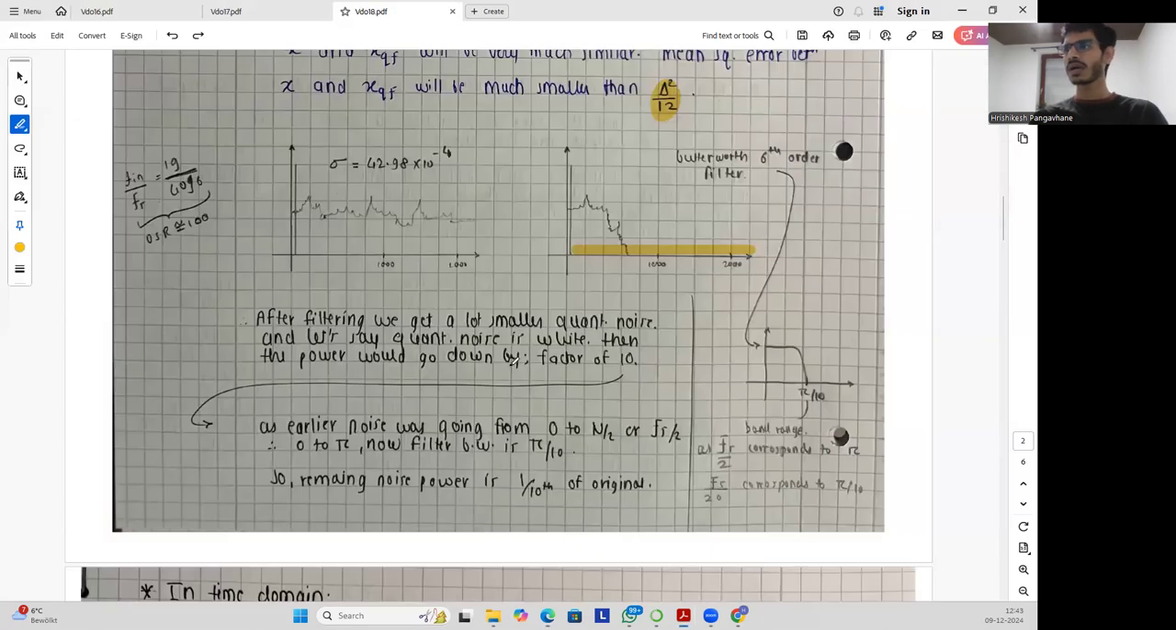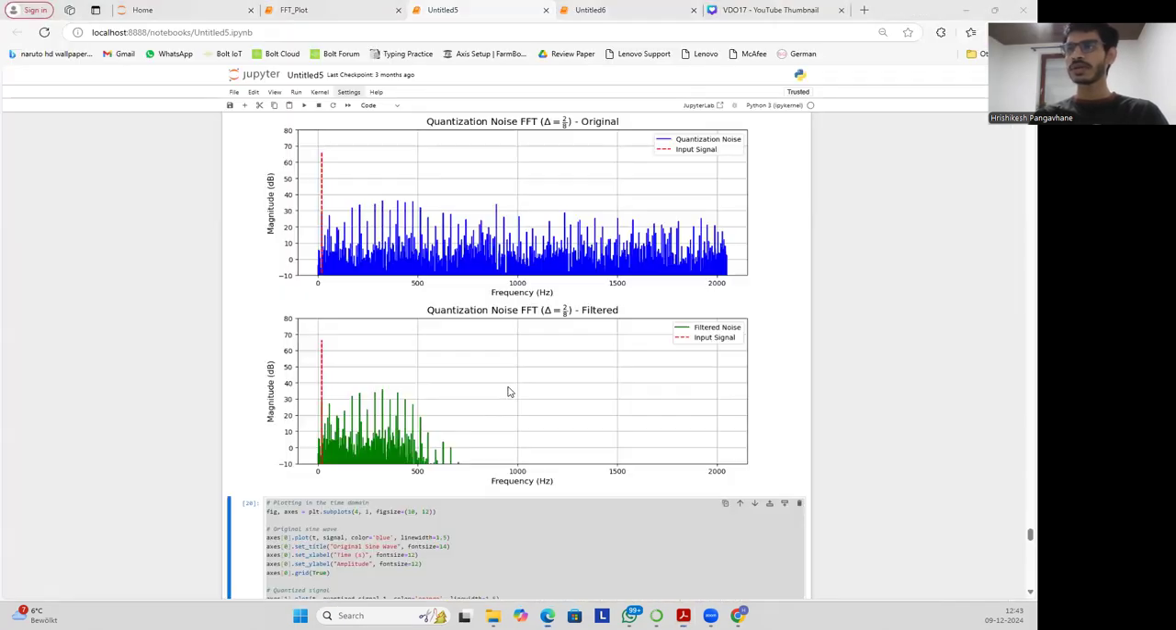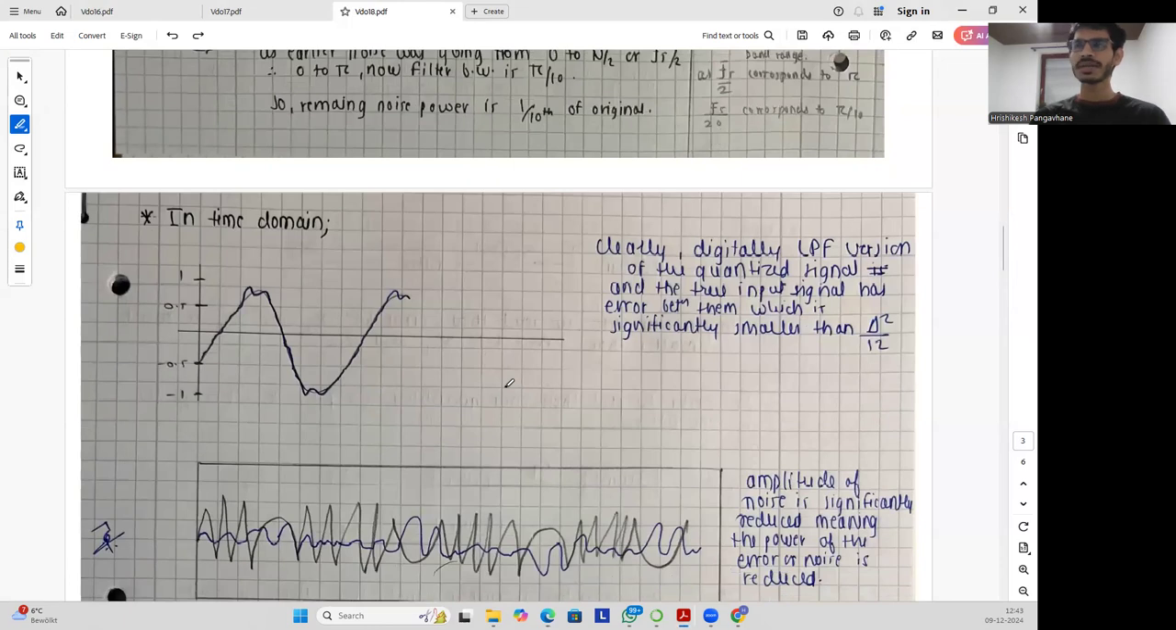Now let's come to the time domain. We discussed the frequency domain, so what happens in the time domain? In the time domain, clearly, the digitally low pass filtered version of the quantized signal and the true input signal have an error between them which is significantly smaller than delta square by 12. Using a green curve, I have represented the input sequence, and using the blue curve, there will be some error over here, but it will be much lesser than the one we had in the quantized output.